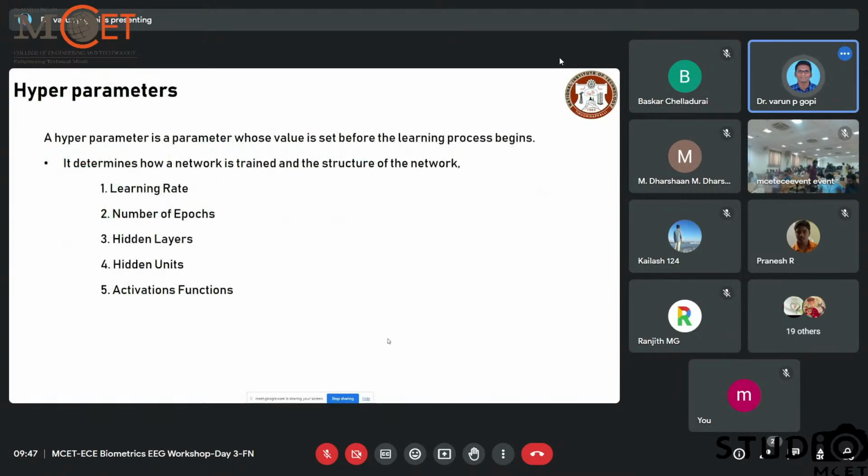Now we are moving to hyperparameters. I think you have heard about some hyperparameters. When you tune hyperparameters, only then will you get better results. Hyperparameters are the parameters whose values are set before the learning process begins. We set the learning rate, number of epochs, hidden layers, hidden units, activation functions, etc. These are some examples of hyperparameters.